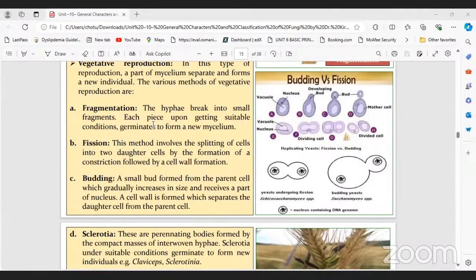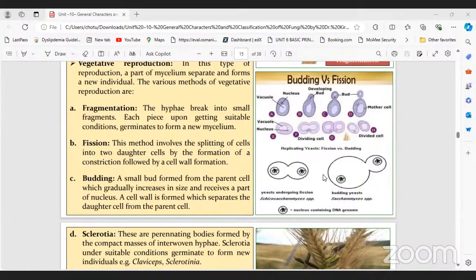First one is fragmentation. Here, detached fragments of the hyphae, under suitable conditions, give rise to a new individual. This happens frequently in nature and is the method used for cultivation of fungi in laboratory conditions. Keep in your mind, this is the most important. Coming to fission, this is characteristic of bacteria, and it occurs in fission yeast cells also. Best example, yeast. You can observe the picture also.